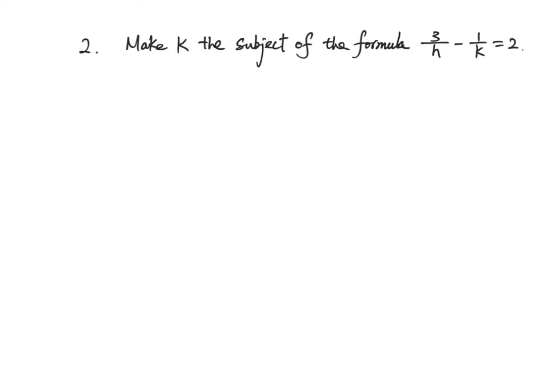That's it. For the second example, make K the subject of the formula: 3 over H minus 1 over K equal to 2. So let's copy down the formula: 3 over H minus 1 over K equal to 2. In this formula, there are also two denominators. So we need to multiply both sides by the product of the two denominators. The product of the two denominators is H times K, which is HK. So we just multiply HK on both sides.